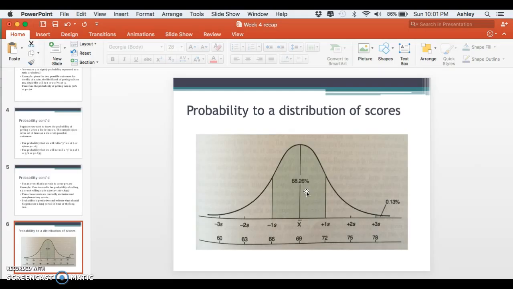Now, let's say you wanted to randomly select a man that would be 78 inches or taller. That's plus 3 standard deviations and above at this point. And as you see here, that's 0.13. So the chance of picking a man that's 78 inches or taller is 13% of the total distribution. So that's kind of how that looks.